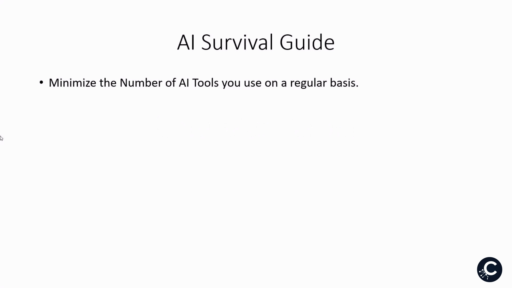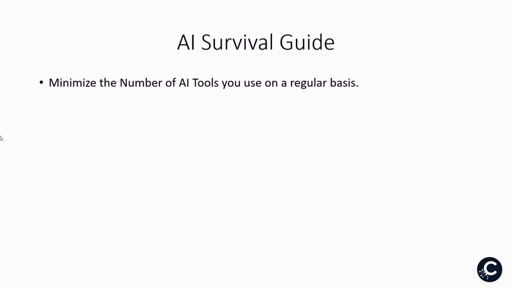So let's talk about an AI survival guide for you using ChatGPT. And one of the goals that we want to try to accomplish in this process is really to minimize the number of AI tools that you use on a regular basis. There are a number of them. They continue to grow on a daily basis, and you can just continue to buy tools without really getting a handle on how they affect what you're trying to do to generate an income.